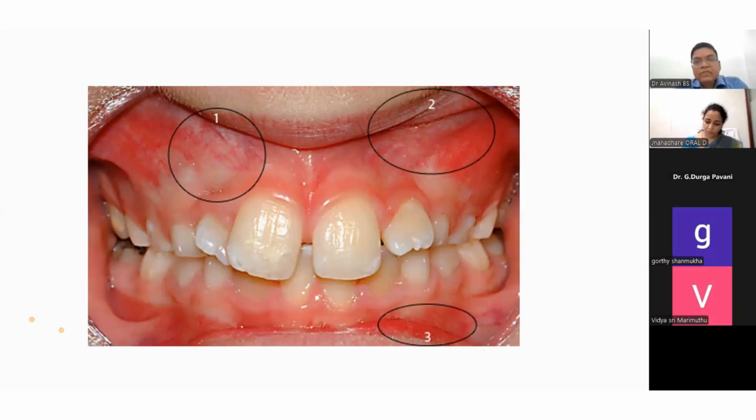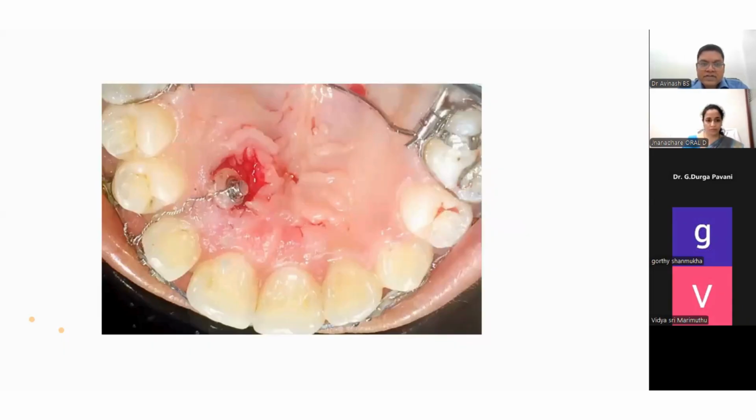But if this keratinized gingiva is removed or it is not taken care of, then the tooth may come into position, but later on there will be periodontal problems like recession. So let me show, there are a few procedures. See, there is one tooth here on the palate which has been exposed, and this is one of the conventional ways of exposing the impacted tooth and aligning it to the position.